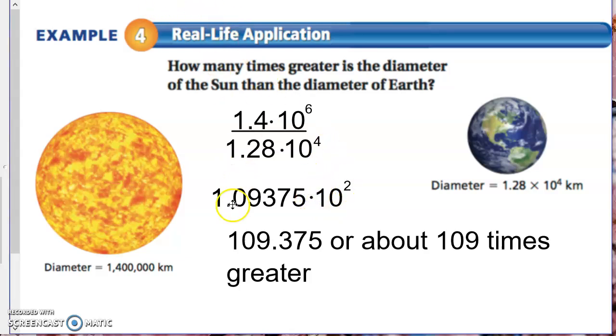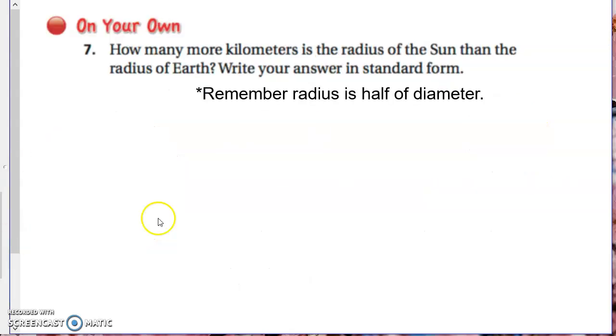Now that's written in scientific notation, but of course to take it out of scientific notation, I would just move my decimal 2 places here, and that would give me 109.375, or about 109 times greater. That means the sun's diameter is about 109 times greater than the diameter of the earth.